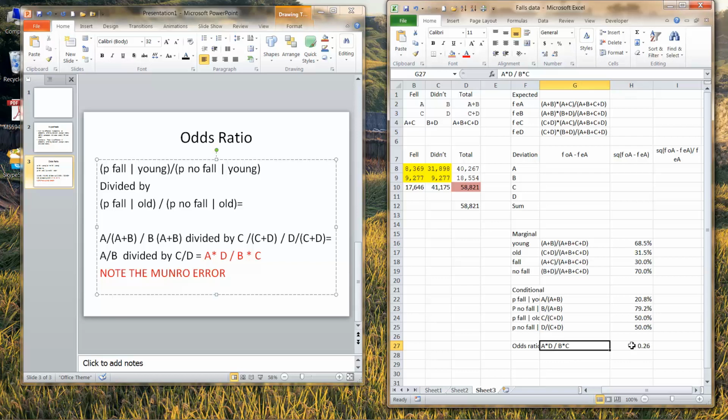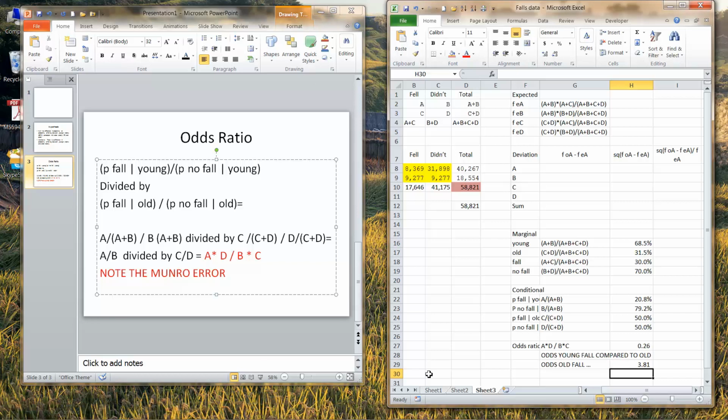So 26% chance of falling if you're young compared to old, and the odds of falling if you're old compared to young is 1 divided by the odds young, and that's 3.81. So there's our odds ratio.